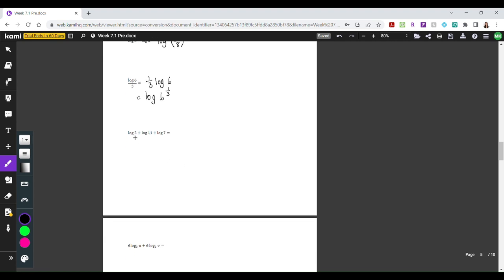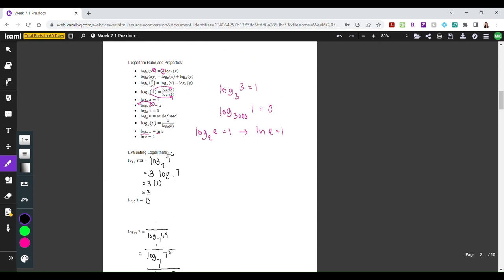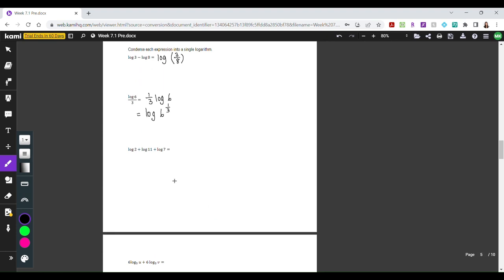And now we look at this one. We have log 2 plus log 11 plus log 7. Because they are adding with each other, based on the properties, they're going to be multiplying. So if I were to rewrite this, it would be log 2 times 11 times 7. I can do that, right? So 2 times 11 times 7 finally gives me log 154. All right. And that's how you condense logarithms. Now we have a few more practice problems before we learn how to solve logarithmic and exponential equations.